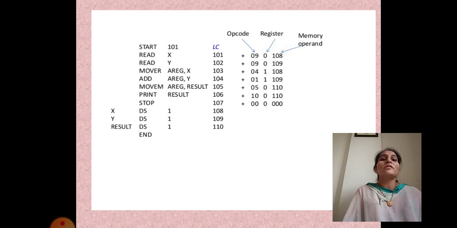How to treat DS? See, if DS is there, then compulsorily take 000, but that is not the case here, the instruction is not a sensitive instruction, that's why that code is not taken here. If DC is used, then the constant declared in front of DC is taken directly into the machine code.